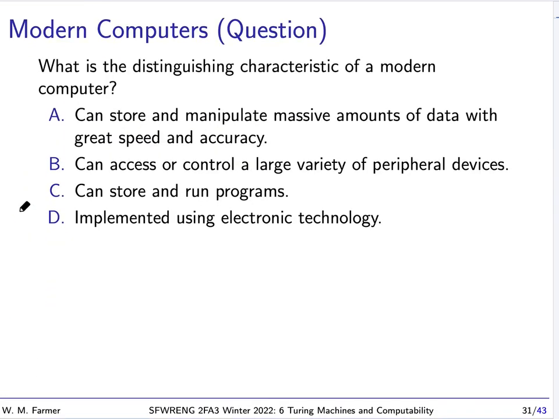Okay, we're going to end with a question. What is the distinguishing characteristic of a modern computer? Is it that modern computers can store and manipulate massive amounts of data with great speed and accuracy? Is it that they can access or control a large variety of peripheral devices? Is it that they can control and run programs? Or is it that they're implemented using electronic technology? What is the really distinguishing characteristic? So I'll let you think about that for a moment.